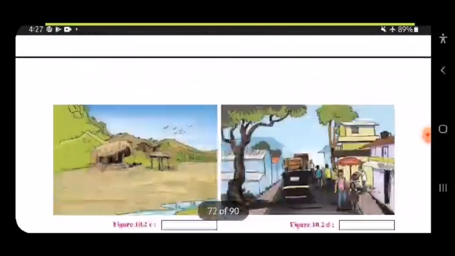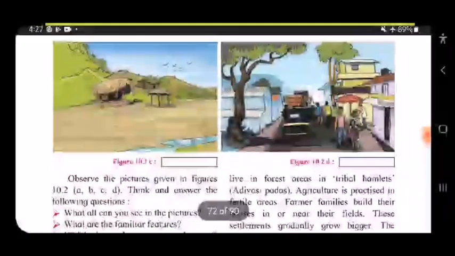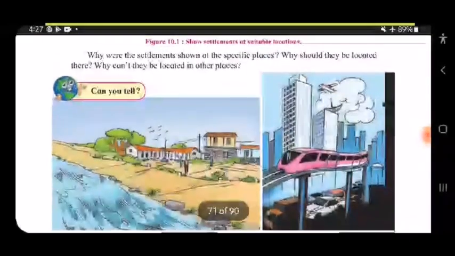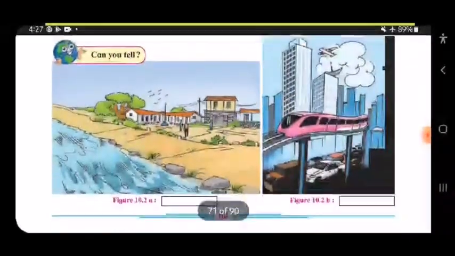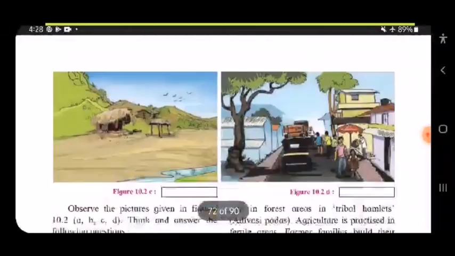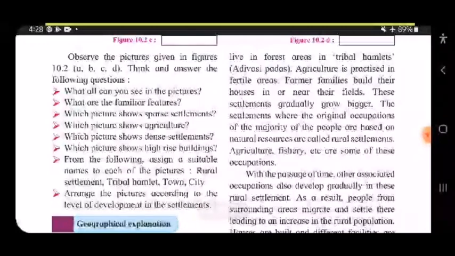Next question: which picture shows high-rise buildings? In which picture can you see tall buildings? Again, that is 10.2b. From the following, assign suitable names to each of the pictures: rural settlement, tribal hamlet, town and city. As I told you, we already named them before.